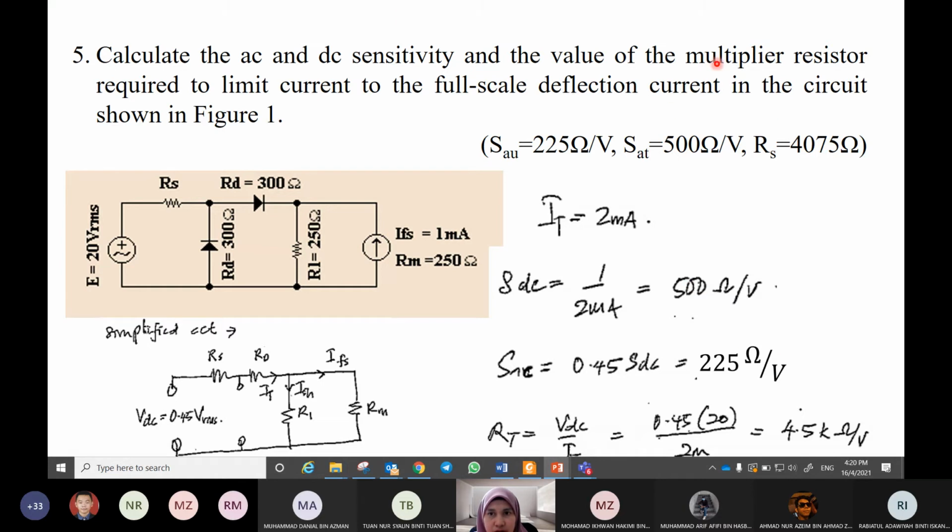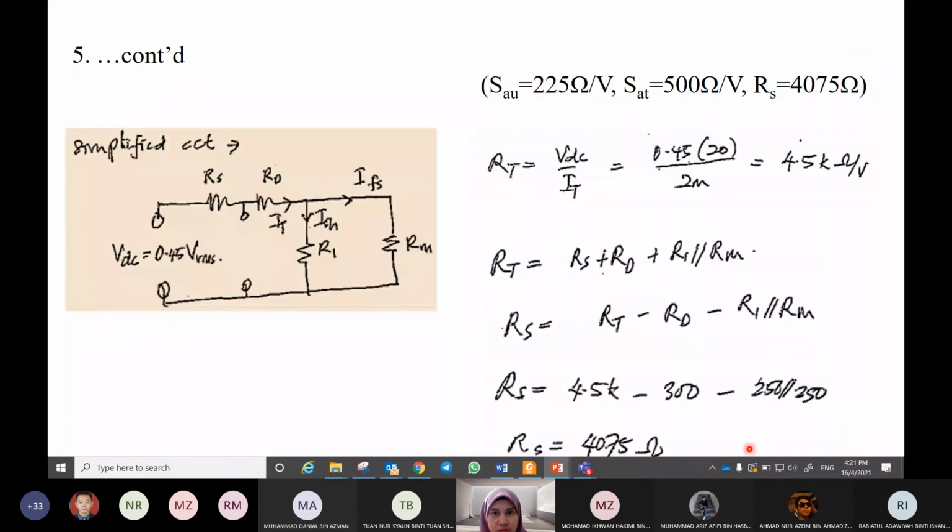And then Rs is equal to R total minus, okay, so we find R total first. R total is equal to V over I, VDC over I. VDC is equal to 0.45 multiplied with VRMS. So 0.45 multiplied with 20, as given in the question, divided with 2 milli. Okay, so R total is equal to 4.5 kilo ohm.